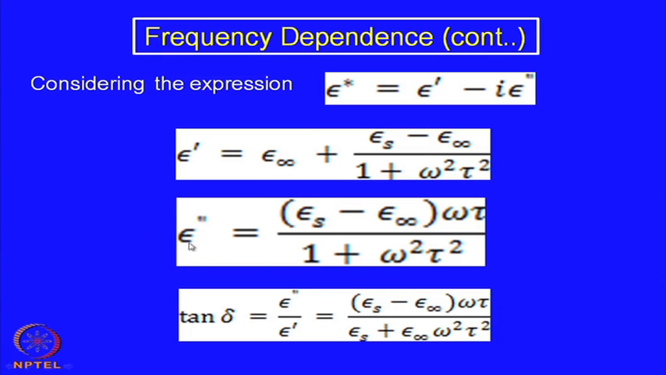Similarly, you have epsilon double prime, which is the imaginary part of the permittivity, and once again it is related to these two constants, and then the frequency omega, as well as tau, the time constant or the relaxation time of that particular process. And just by dividing one by the other, one can get tan delta equal to this kind of expression. Once again, the parameters used here are epsilon s, epsilon infinity, omega and tau.